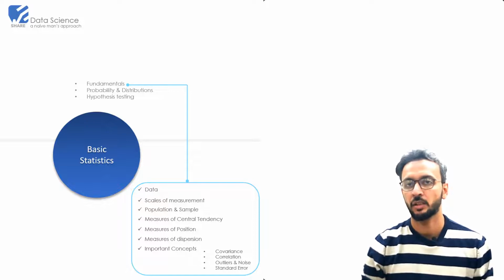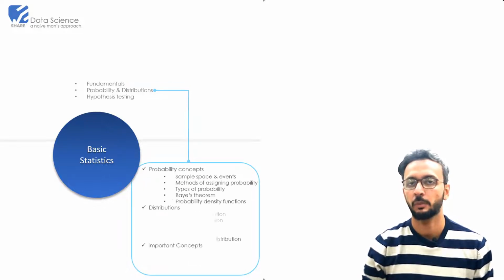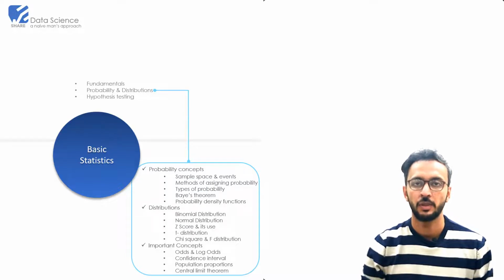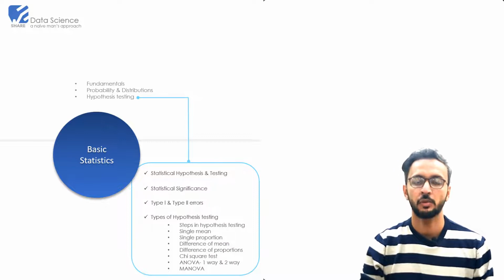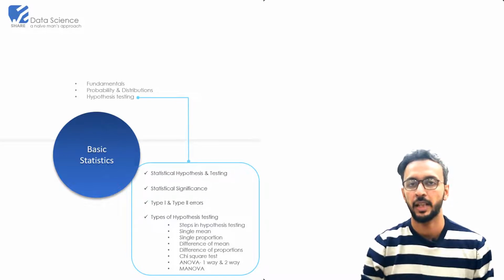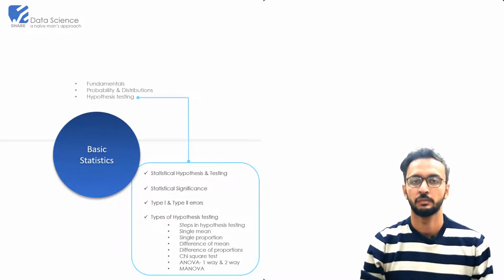Then we moved to the second section of our first module where we talked about probability and distributions. We covered all the topics shown here on the screen. You can have a look at it. I'm going to skip it. Then we moved to the third section of module 1 where we discussed statistical hypothesis and its testing. We learned about statistical significance, type 1 and type 2 errors, and finally the types of hypothesis testing. So that was module 1, and then we moved to module 2.